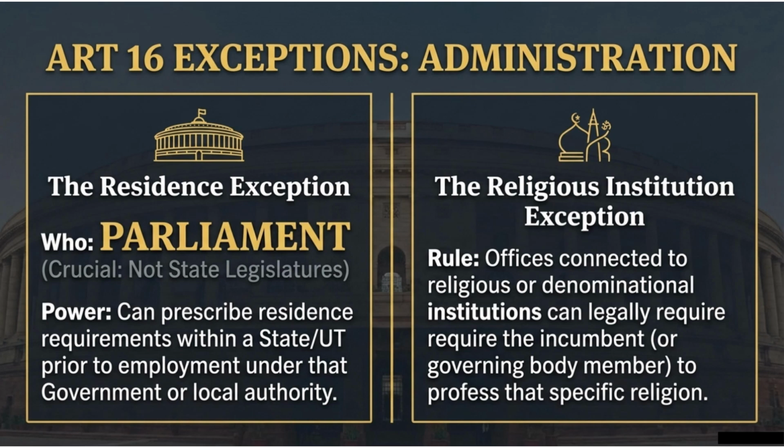The second is the religious institution exception under Clause 16.5. If an office is connected to a religious or denominational institution, it is legally permissible to require the person holding that office or sitting on its governing body to profess that particular religion. So a temple trust can legally require that its manager be a Hindu. That is not discrimination in the constitutional sense because the nature of the office itself has a religious character.